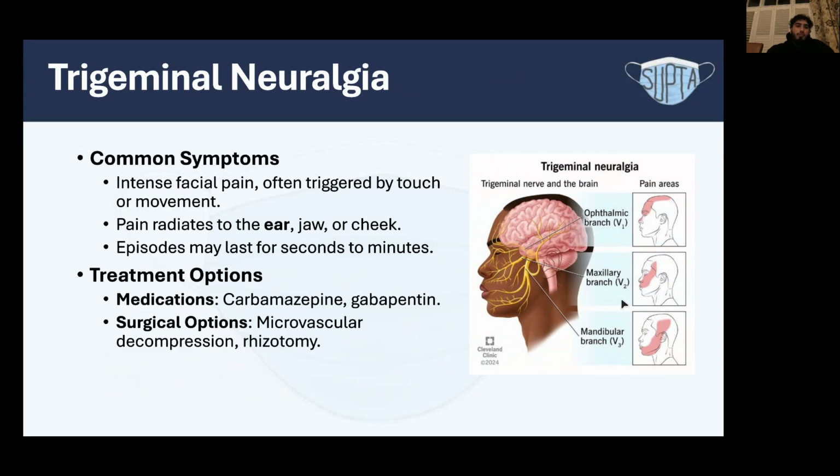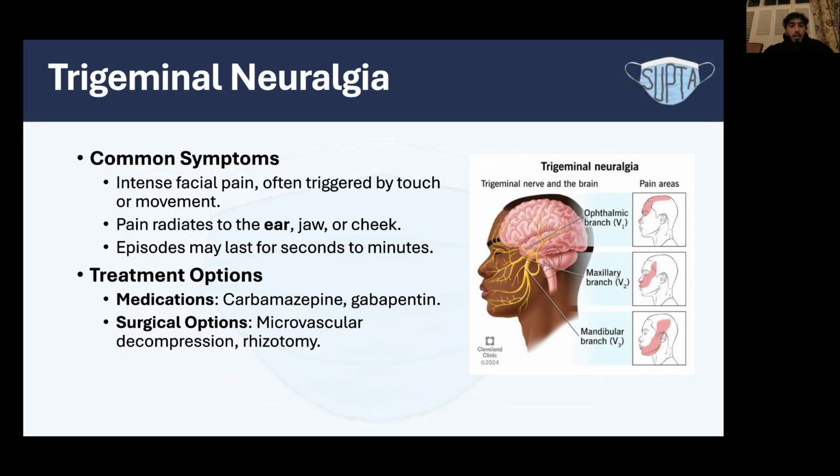Trigeminal neuralgia. So this is caused by irritation or compression of the trigeminal nerve, which is responsible for the sensations in the face, but also some of the motor portion of chewing, basically. The compression usually happens due to a blood vessel pressing on the nerve, or the other reason is due to multiple sclerosis. So the hallmark of this condition is sharp stabbing pain that typically occurs on one side of the face.